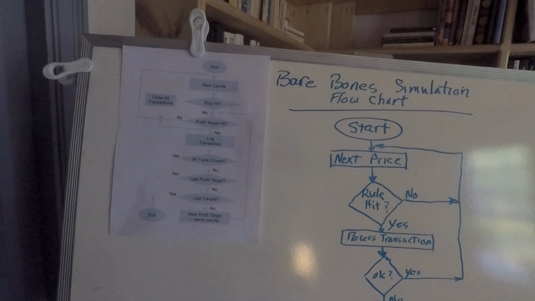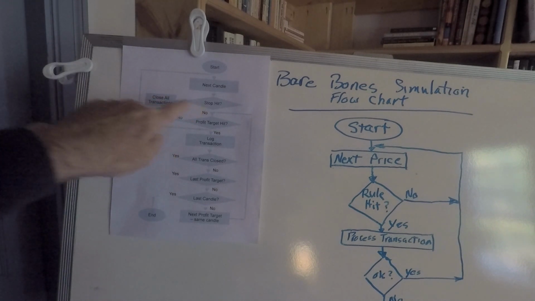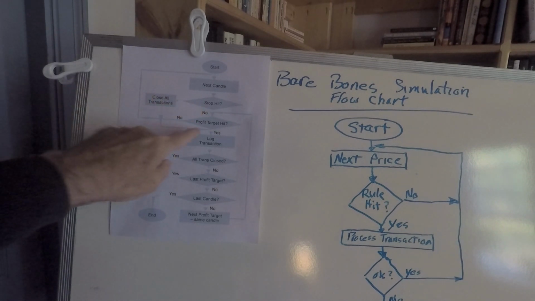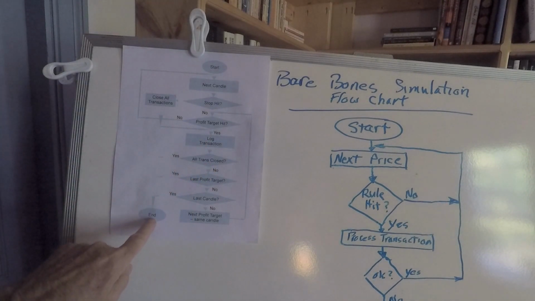So if you look at the bare bones flowchart that I wrote, the actual flowchart that I have built my application from, or I'm still in the process of doing that, is over on the left side of the screen there. You see, I have the same start thing. I go to the next candle. The first thing I check is a stop hit. If it is, then it goes over here to the left. Then if a stop is hit, I close all the transactions. I come down here. I log the transaction. Are all transactions closed? Well, they are, so I want to end the simulation.